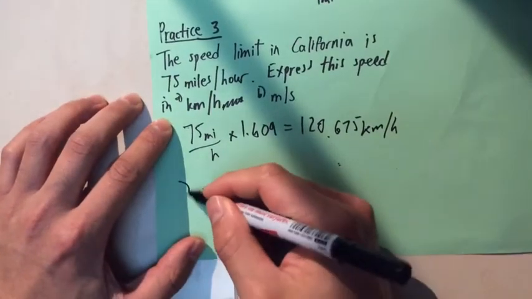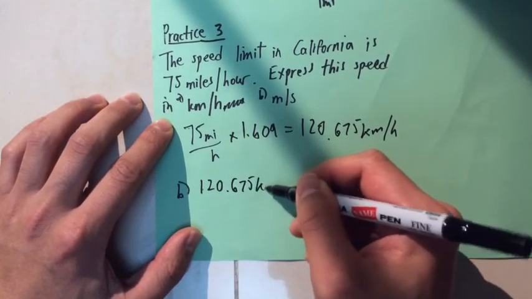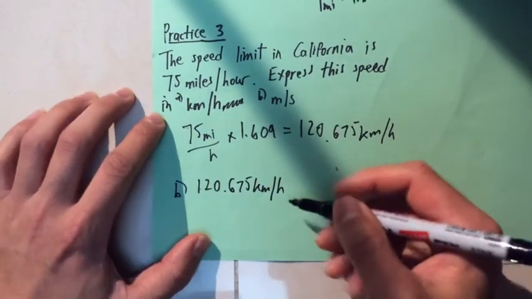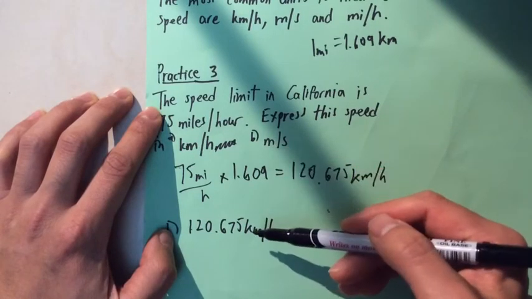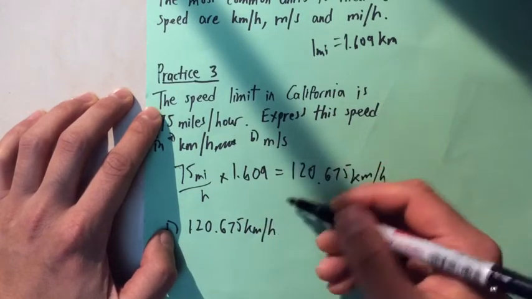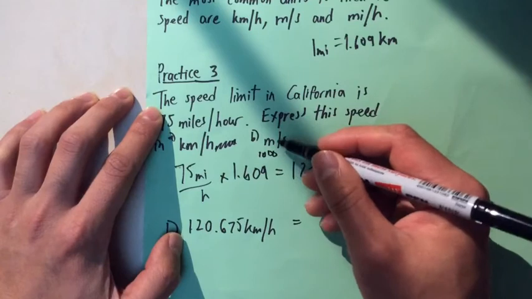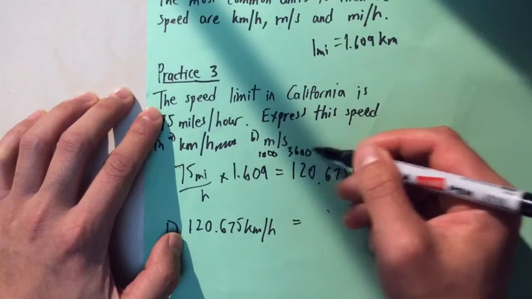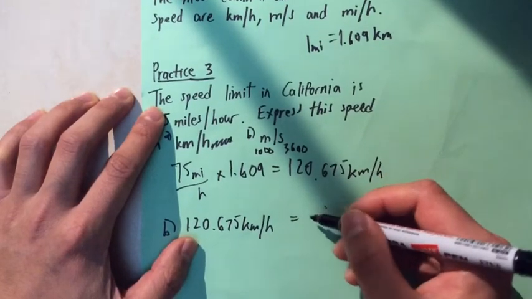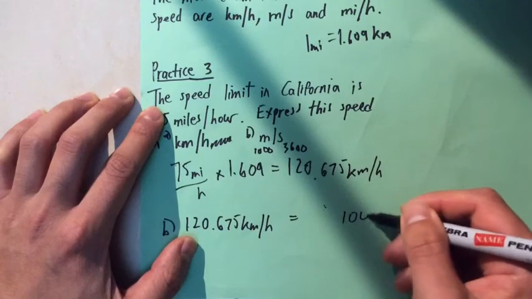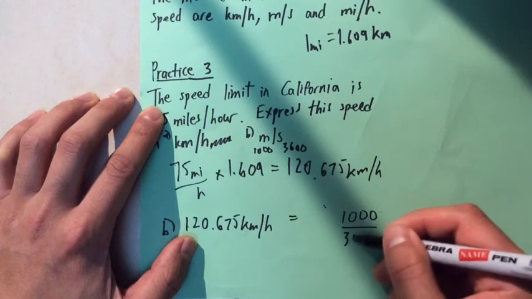Now, we can take our answer from A. We have 120.675 kilometers an hour. Then we need to figure out how many meters there are in a kilometer and how many seconds there are in an hour. Now we know there are 1,000 meters in a kilometer, and we know there are 3,600 seconds in an hour. So what we do is multiply it by 1,000 and divide it by 3,600.